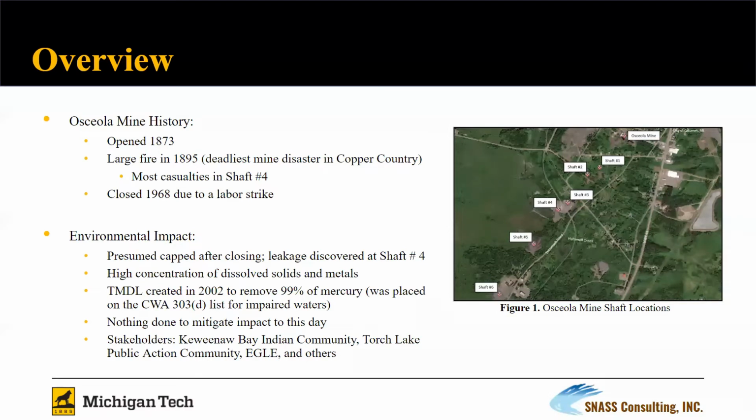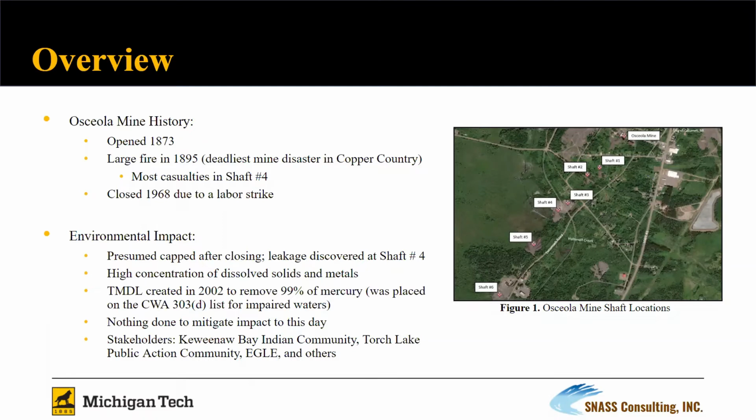Fast forward to 1968 with the closure of the mine due to a labor strike. After that, all of the shafts were presumed to be capped until leakage was discovered at shaft number 4, and also high concentrations of dissolved solids and metals such as mercury. So because of that, Hamel Creek was added to the 303(d) list for impaired waters, and a TMDL was created in 2002 to try to reduce that mercury pollution by 99%. However, nothing has been done to mitigate this to this day.